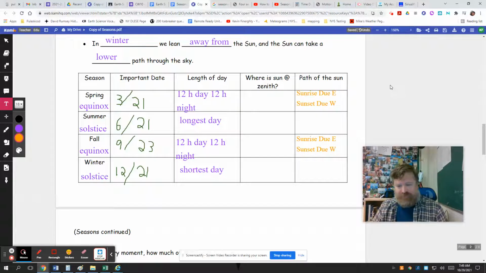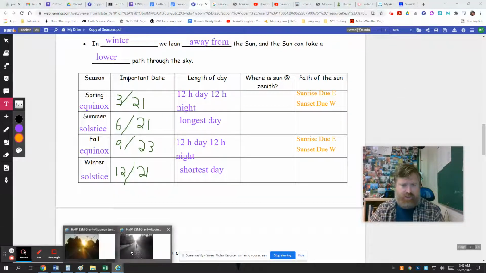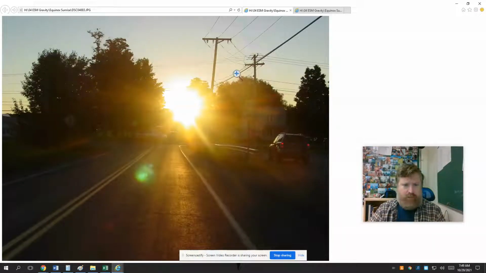Now, if you know, like, hey, Mr. F, doesn't the sun always rise in the east? And yeah, it does rise in the east, like, ish. If I go back to the school here, it's generally rising in the east. But what I'm going to say is that sometimes, like during the winter, it creeps down towards the south, and then during the summer, it creeps up towards the north.